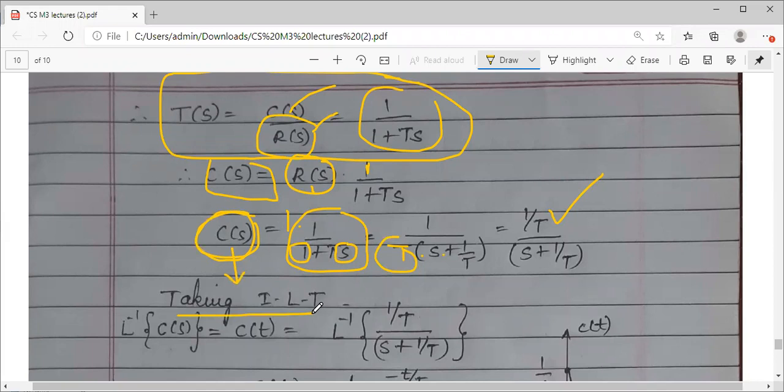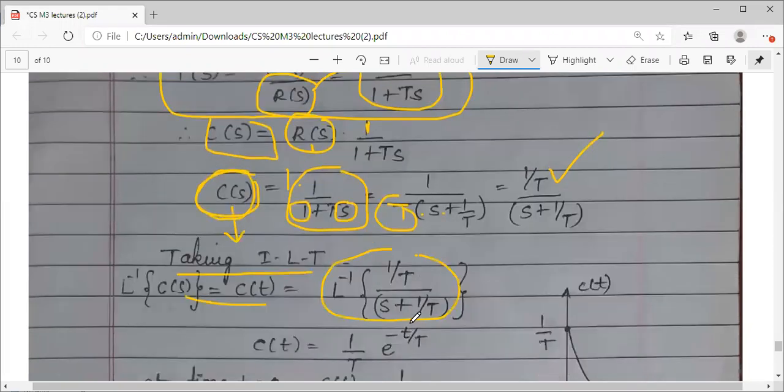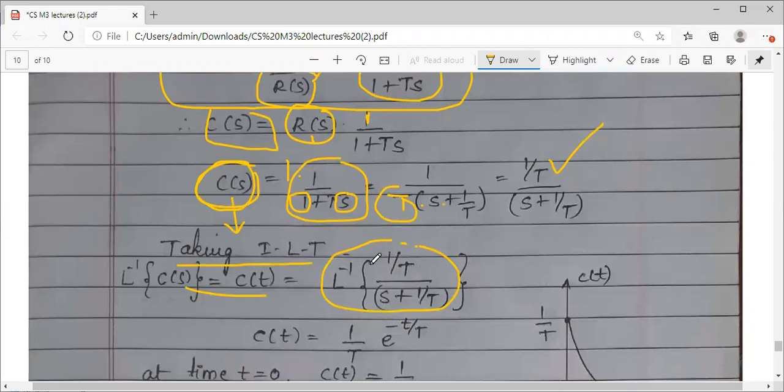So take the inverse Laplace transform. So if you take the inverse of this, inverse Laplace transform, what will I get? 1 by T, okay, constant है, keep it as it is. Remaining, you have 1 by s plus 1 by T. It is similar to 1 by s plus a. a is 1 by T. So it is e raised to minus a into t.